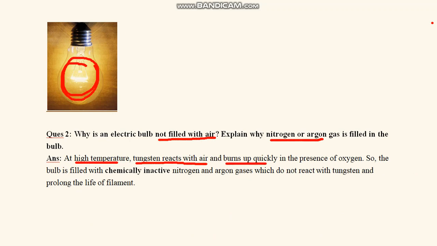So we do not enclose the filament of the bulb in an atmosphere of air. Instead, we fill the inside of the bulb with some chemically inactive gas like nitrogen or argon. Since these gases are chemically inactive, they do not react with tungsten, which prolongs the life of the filament, which is made of tungsten.